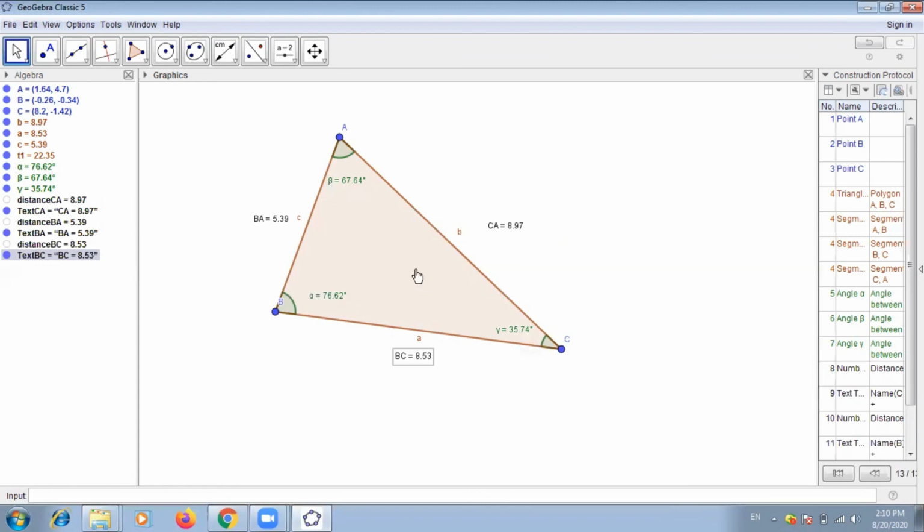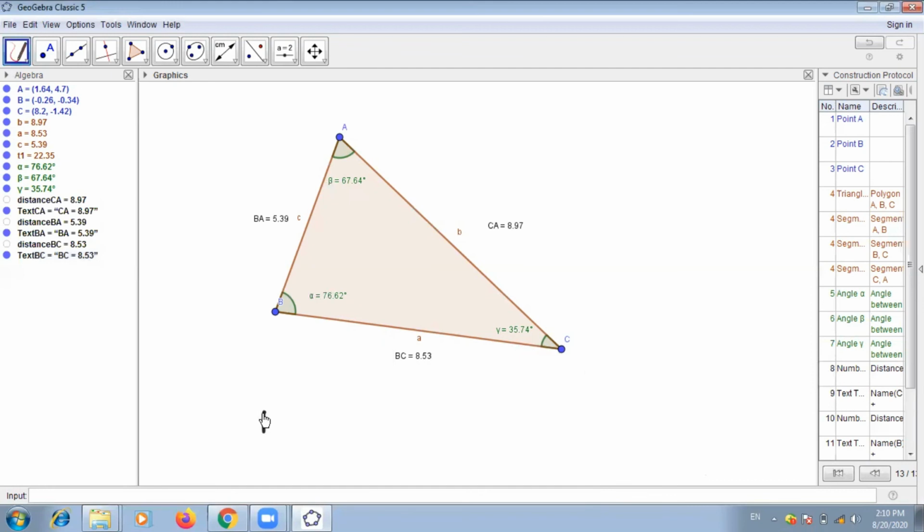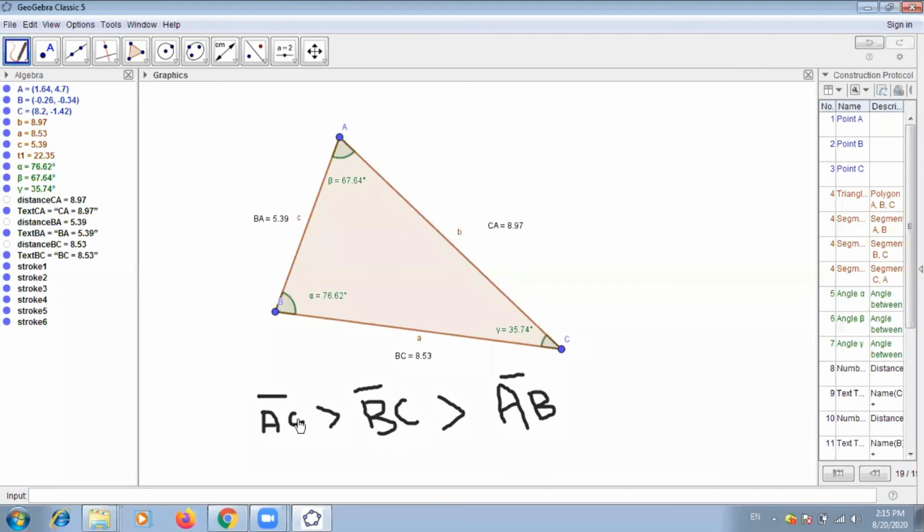So the side opposite to the larger angle is larger. So we can now write that AC is greater than BC, and similarly BC is greater than AB. AB is the smallest side because it is opposite to the smallest angle, and AC is the largest side because it is opposite to the largest angle. So we have to remember the theorem that the side opposite to the greater angle is always greater.